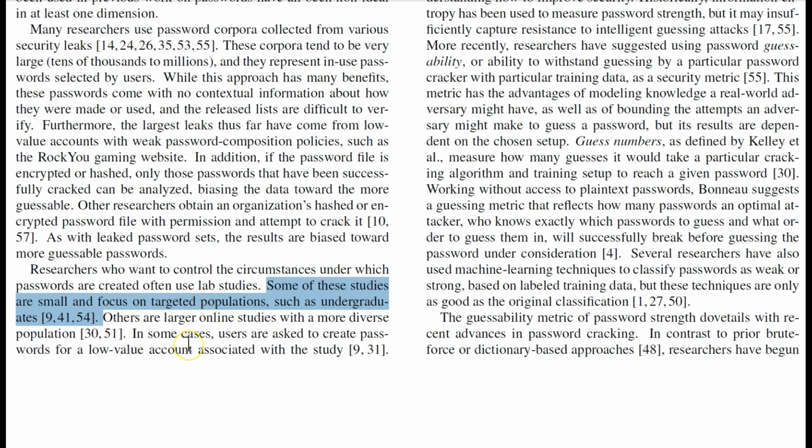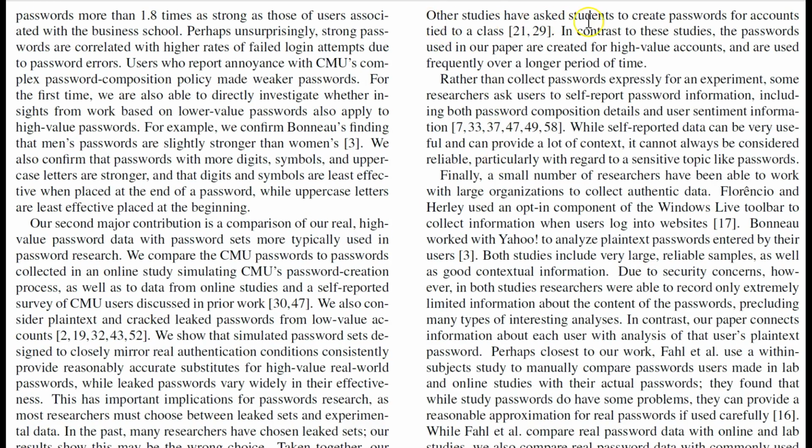Then the other online studies exist, but they have some problems. They might be associated with a low value account, or maybe they are passwords from accounts tied to a class. Then they start signaling to filling the gap right here. In contrast to these studies, the passwords used in our paper are for high value accounts. So they're using this literature review to move towards their study, towards the specific gap that they are filling.